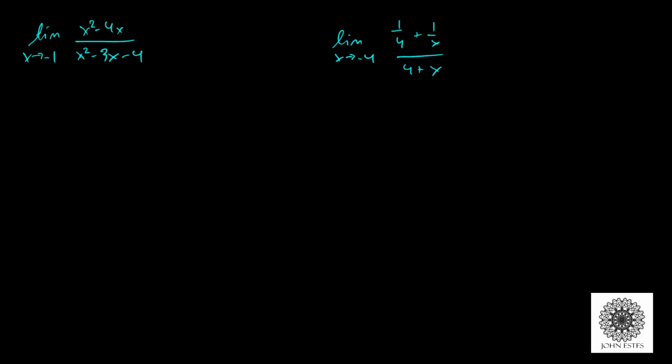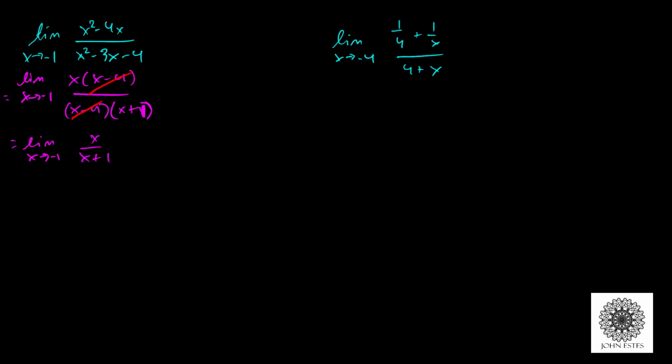Okay, so for this first one, what I'd want to try to do first is factor. So I factor an x out of the numerator. The denominator factors as (x minus 4)(x plus 1). The way I got that is two things that multiply to give negative 4 and add to give negative 3. So from there I can see that the x minus 4 factors cancel out, and so I'm actually dealing with the limit as x approaches negative 1 of x over x plus 1.